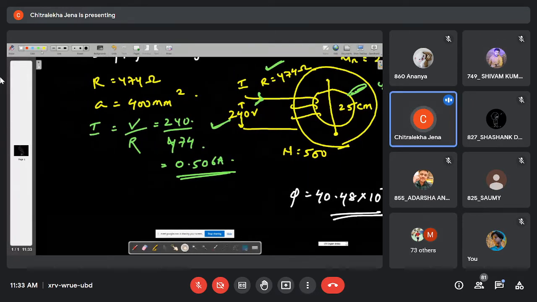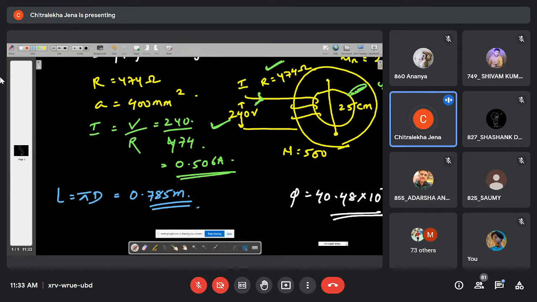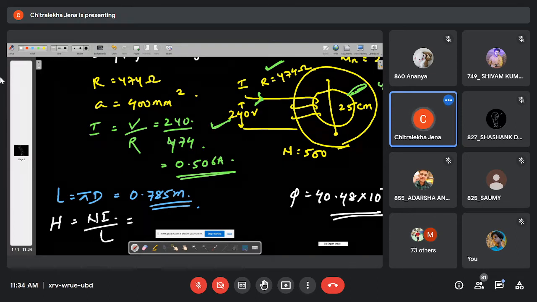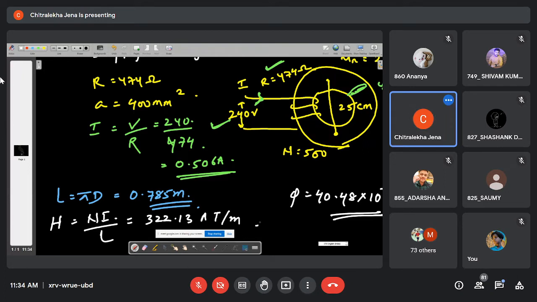So L is equal to pi into D. I have got the diameter, so this will be 0.785 meter. Okay, all of you understand, don't just copy it. I am telling you repeatedly, I will wait; clear the concept, otherwise you will not know where to put which value. H is equal to Ni divided by L. This is coming as 322.13 ampere turns per meter.